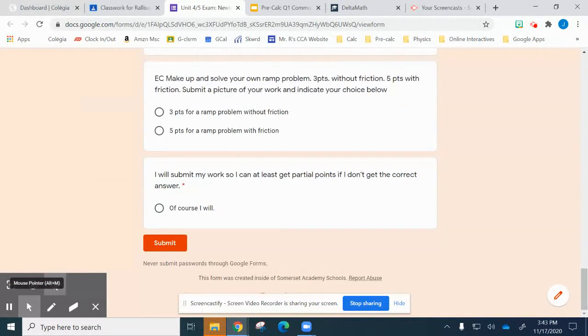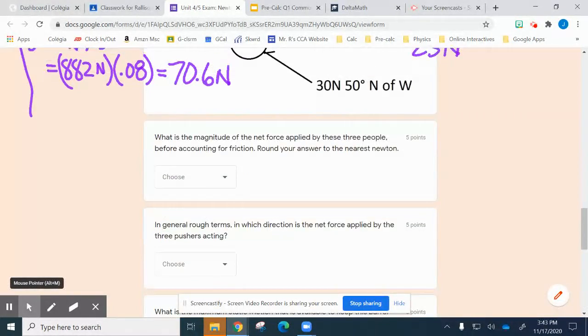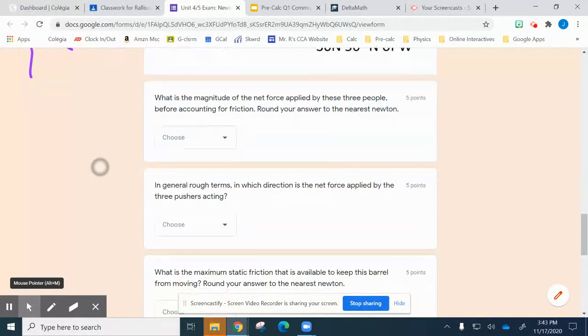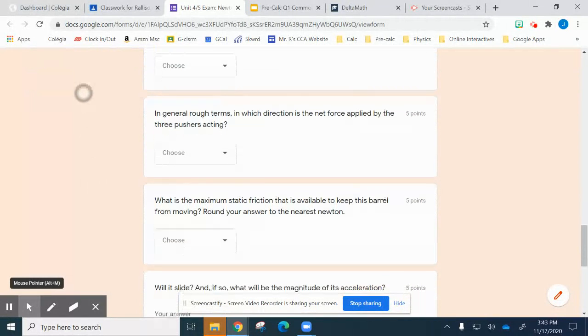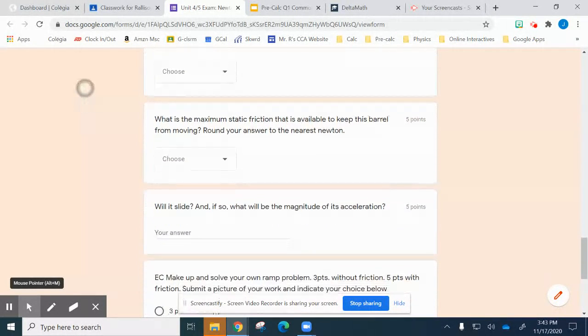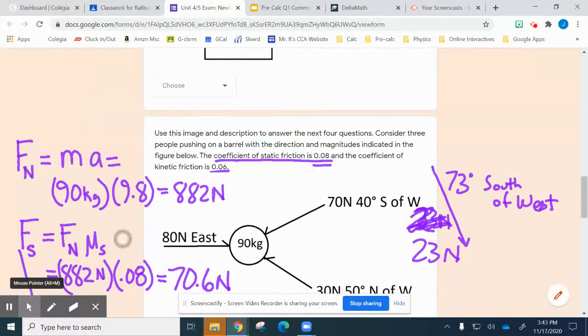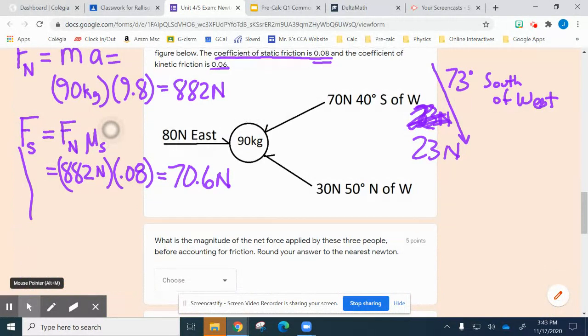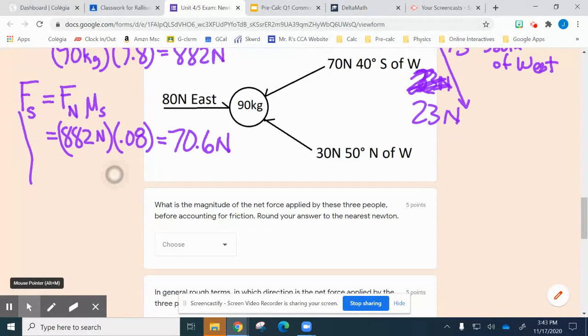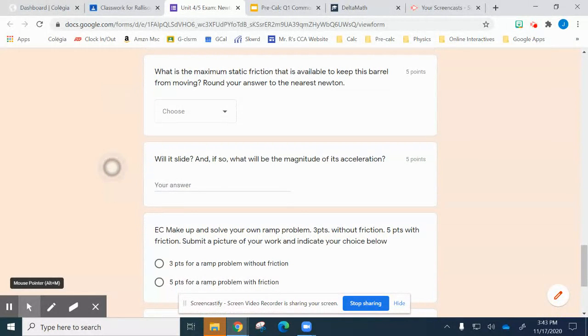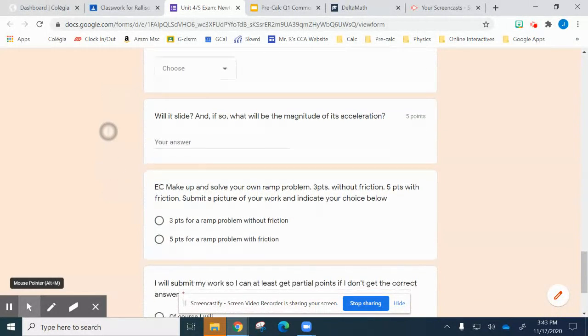Okay, so let's see. So what do we get here? The magnitude of the net force is 23 newtons, 73 south of west. In general terms, it's southwest. The maximum static friction we figured out. I didn't realize the notes scrolled with the page. Now that I say that, it's cool that the notes actually scroll with the page. The maximum static friction is 70.6 newtons. So the answer is no, it will not slide.